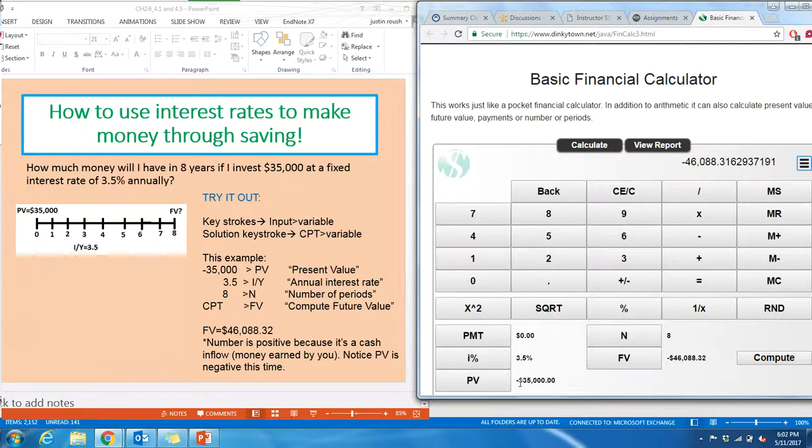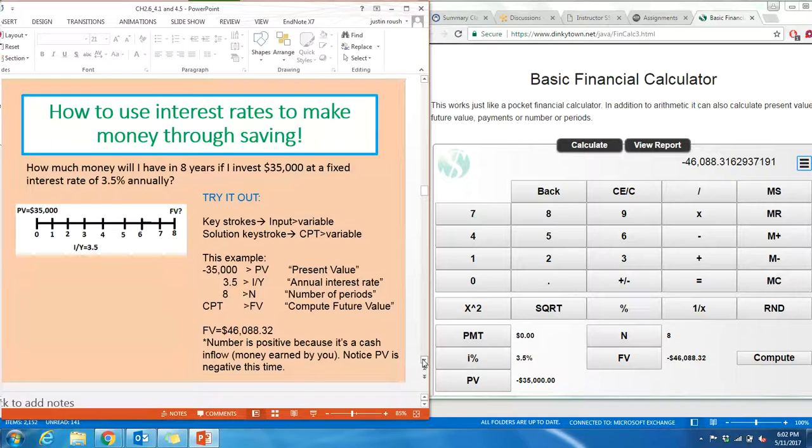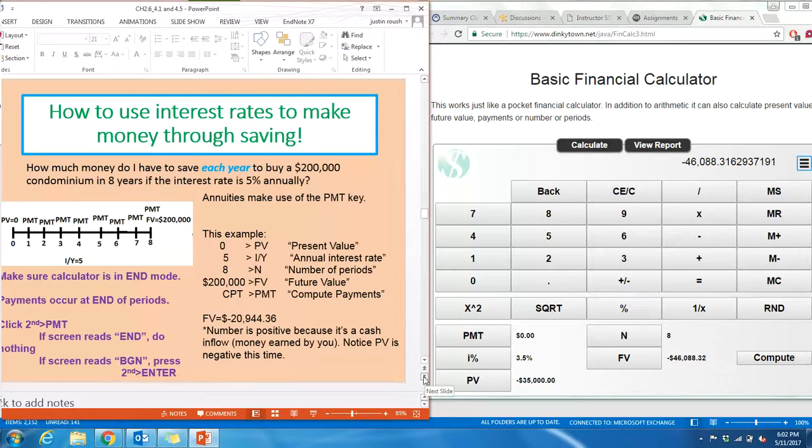But we realize that if I have $35,000 in my account earning a 3.5% interest rate, it will give me up to 46,088. And we understand that that amount's not negative. It would be positive. So there's how you do one. That's single sums. And let's go check out a payment.